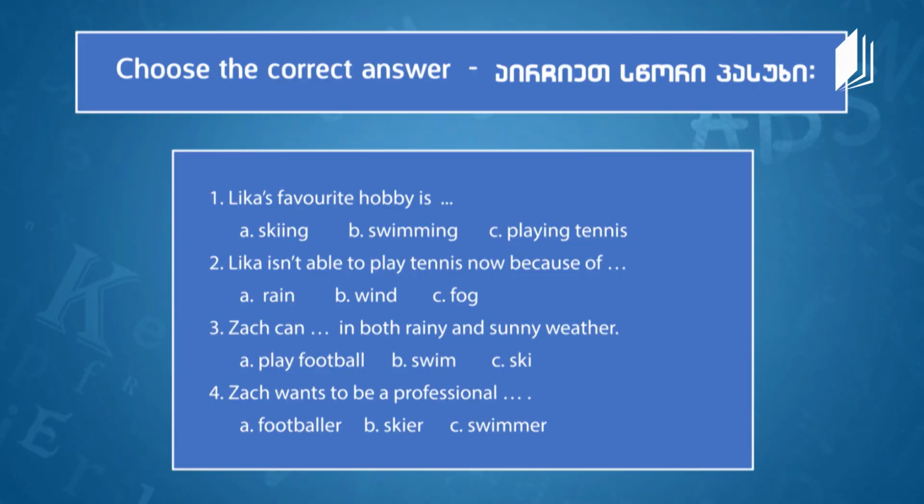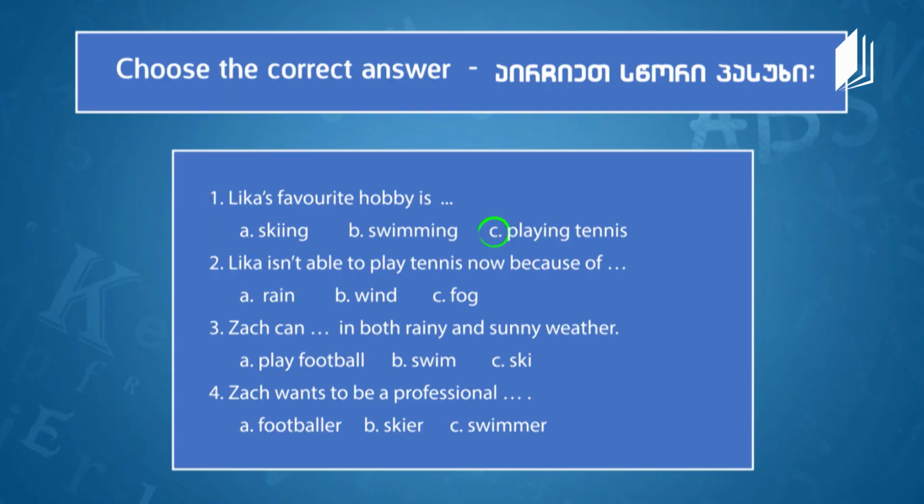Okay, for number 1, Lika's favorite hobby is A, skiing, B, swimming, or C, playing tennis. Do you remember which one it was? Oh, you're totally right. It's C, playing tennis. And number 2, Lika isn't able to play tennis now because of what? A, rain, B, wind, or C, fog? Oh, totally right. Great job.